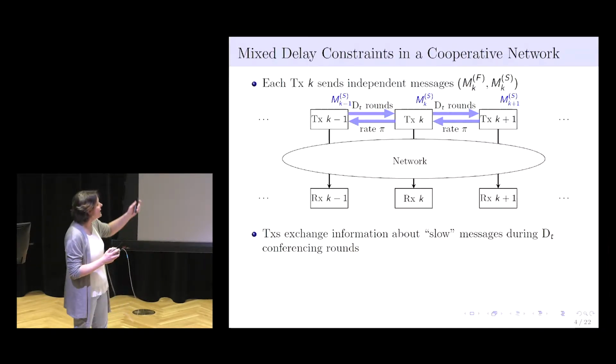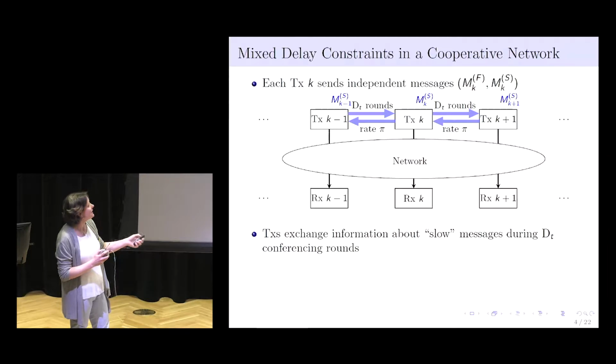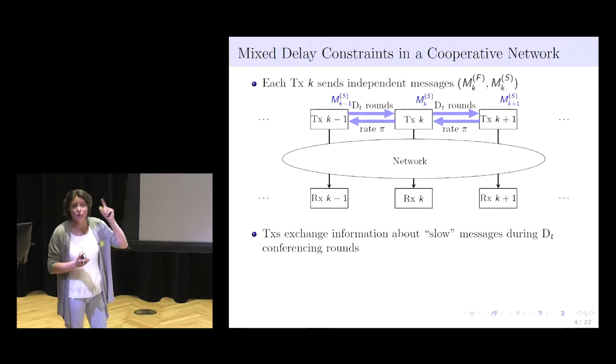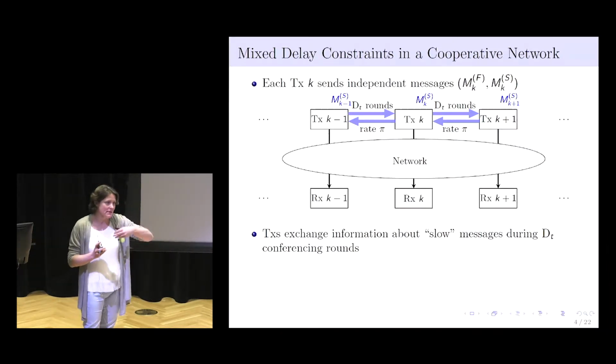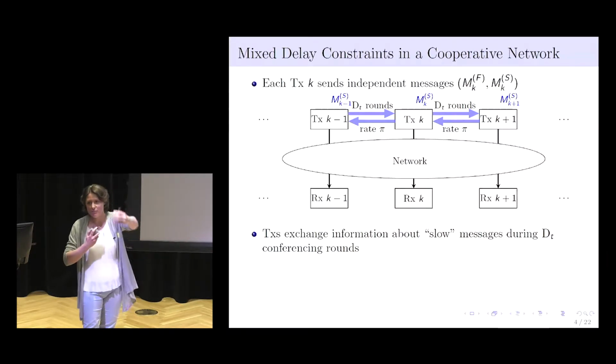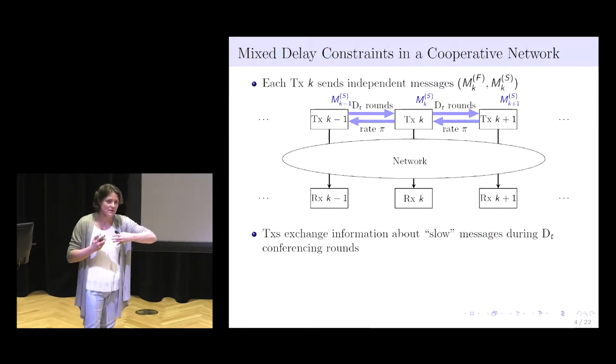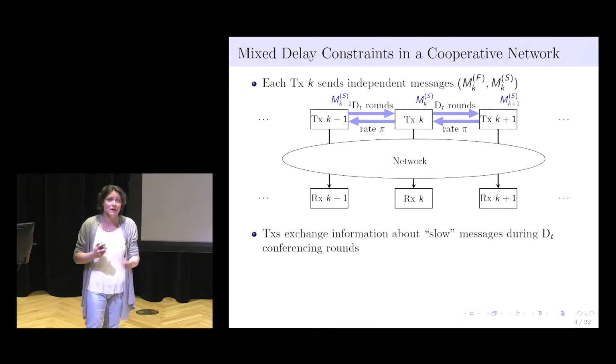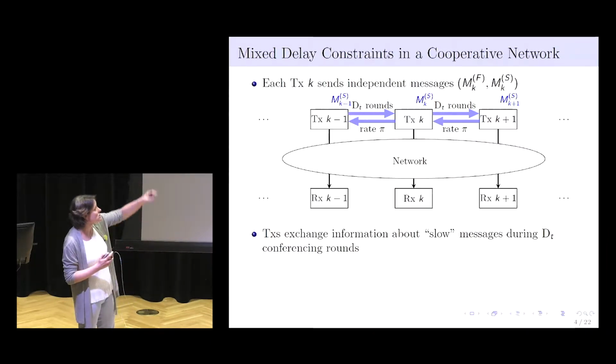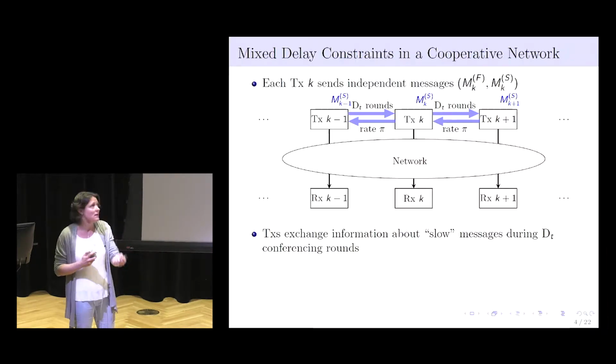The first communication phase is an interactive cooperation between neighboring transmitters, and this can only depend on the slow messages. It's interactive in the sense that you send a couple of bits, and then you get a couple of bits back, and the next bits you send depend on what you received and the slow message. These cooperation links have rate constraints, and we also limit the maximum number of rounds, D_T.